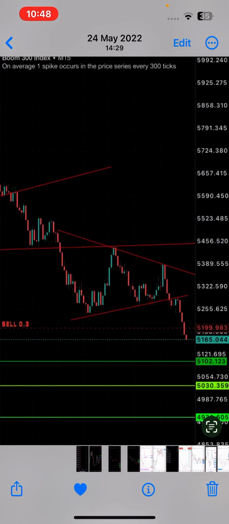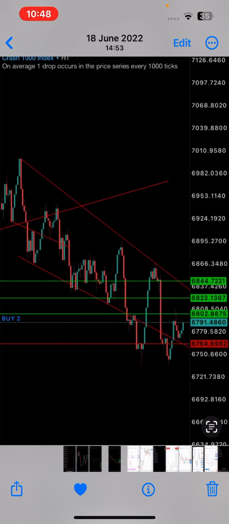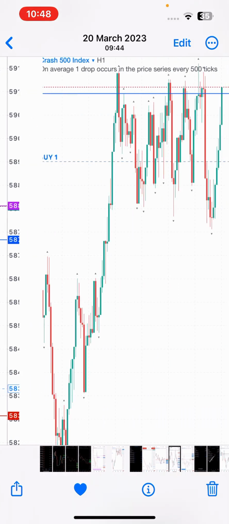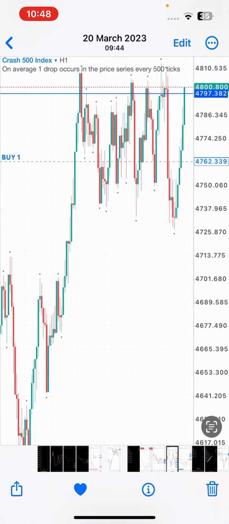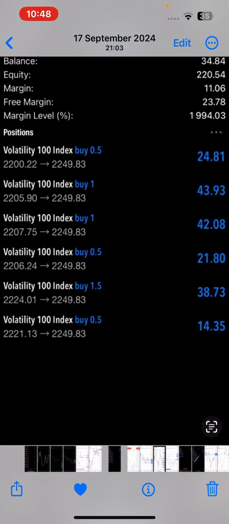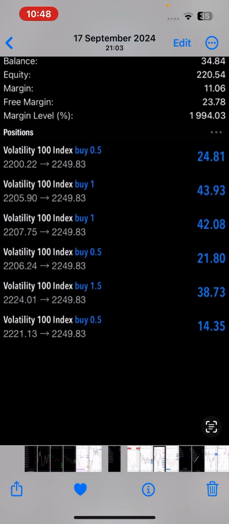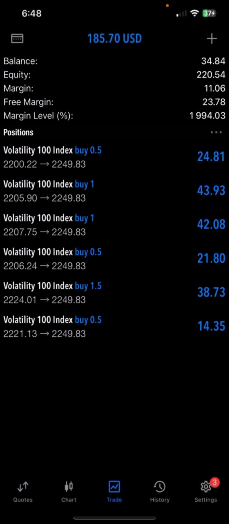I think most of the trades here are from 2022. We have some from 2023. You can see them. Okay, this is a trade we took in 2024. We moved $35. These are screenshots from my personal trades. This was 2024. We moved $34 to $185. This was on Volatility 100 index.